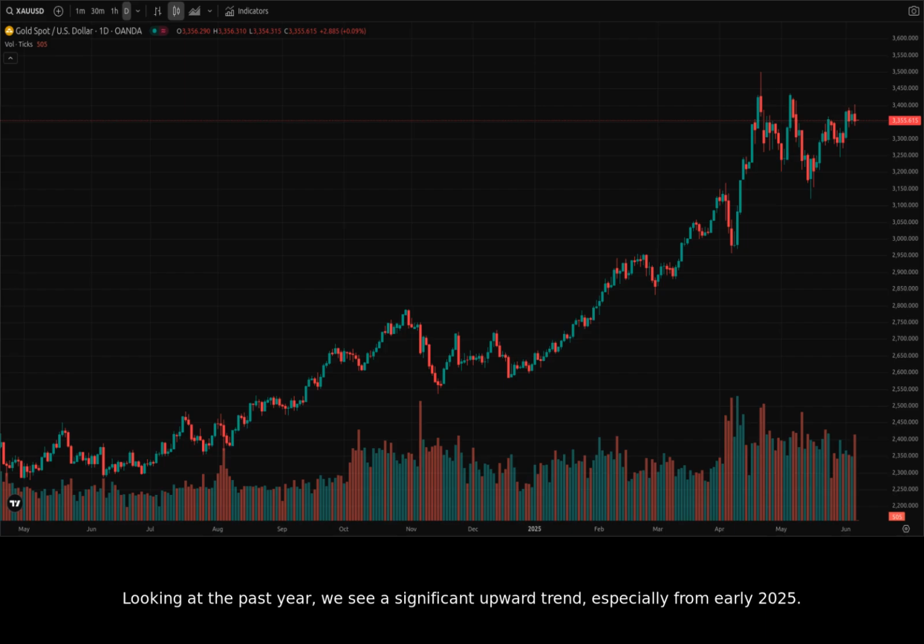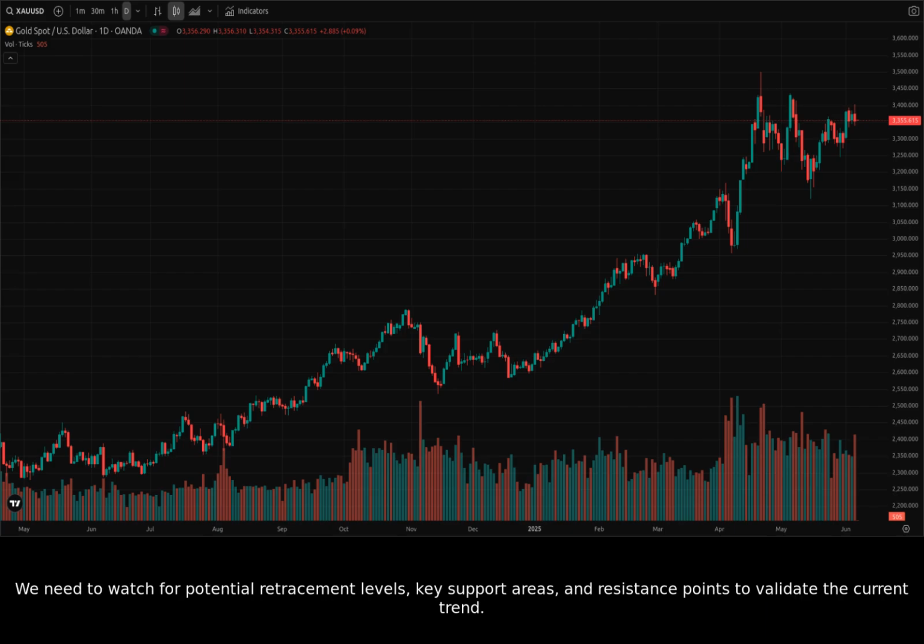Looking at the past year, we see a significant upward trend, especially from early 2025. We need to watch for potential retracement levels, key support areas, and resistance points to validate the current trend.